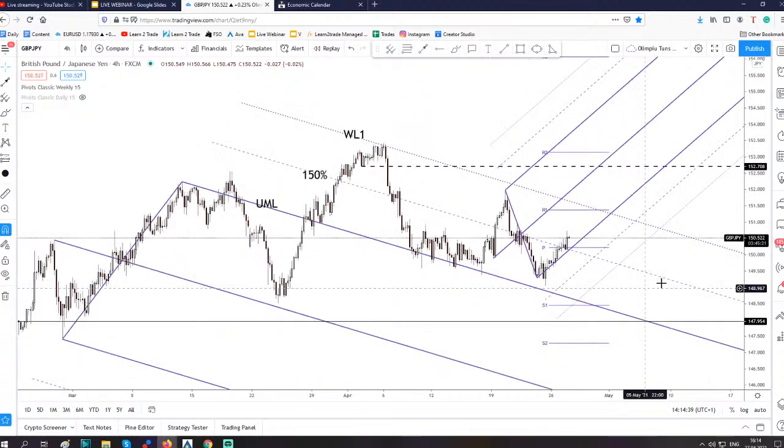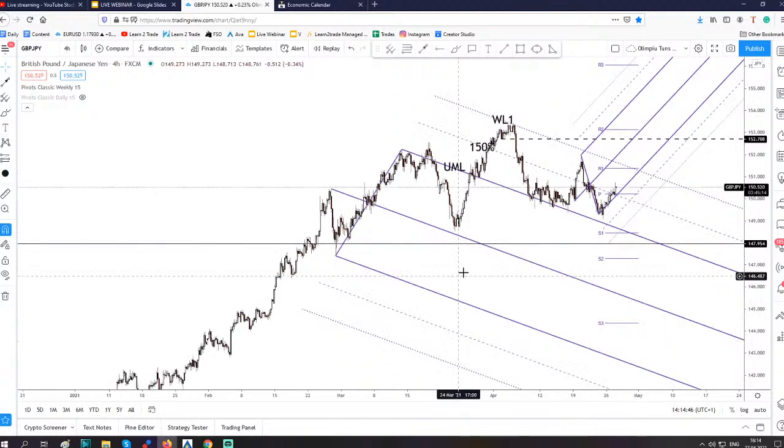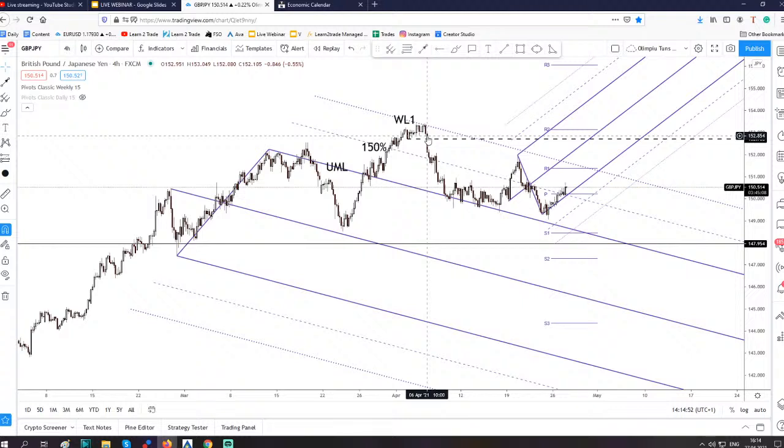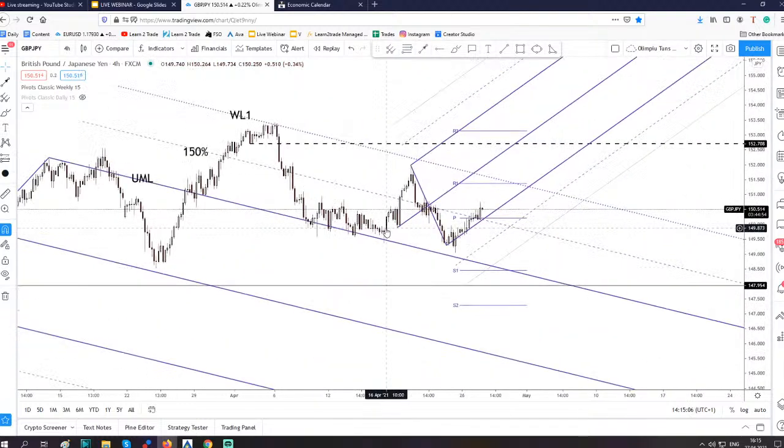So as you can see here, we had a temporary correction here. The price has escaped from this descending pitchfork. It has increased here as much as 156.41. It has reached the first warning line, which represented the dynamic resistance. It has decreased, has here retested the broken upper medium line, which acts now as the dynamic support.